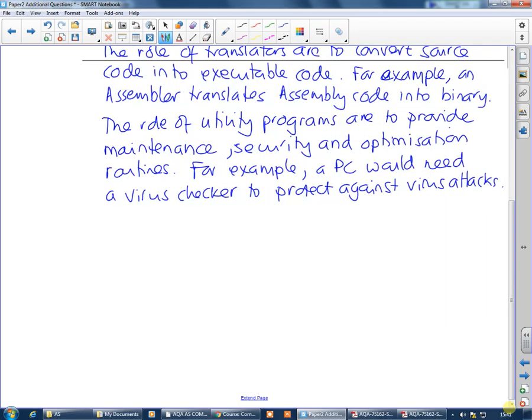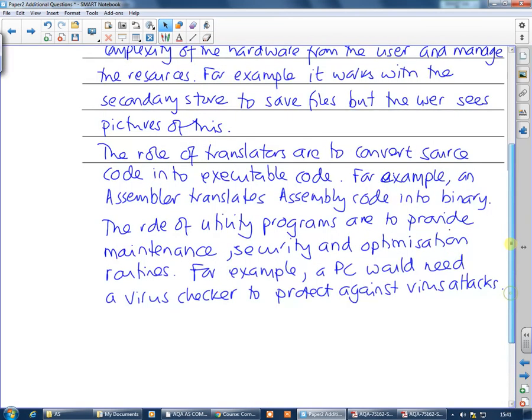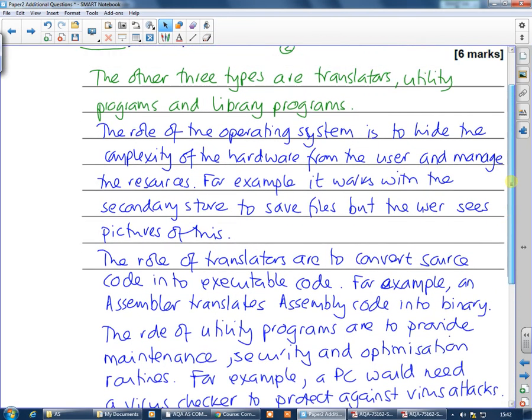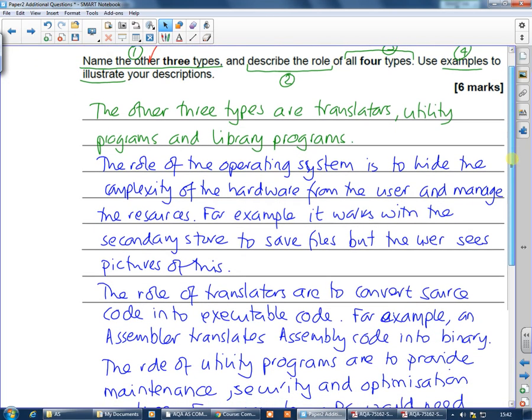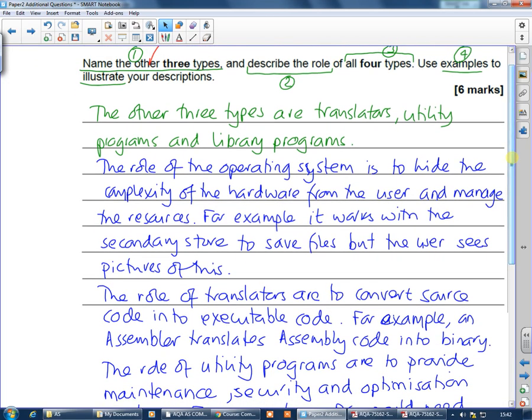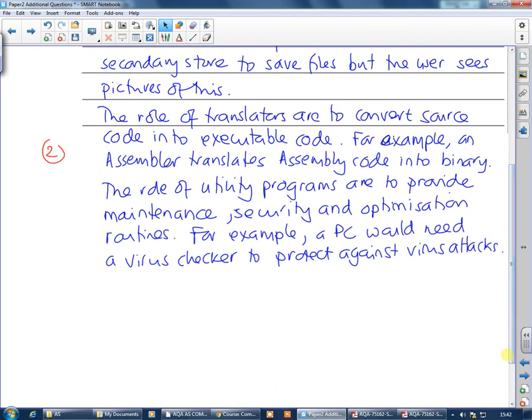Okay, so far, let's just review our answer so far. So I've done, how many have I done? I've described the role of one operating system. Okay, so I've done one. I've done two of the translators. I've talked about utility, three. So I've got one more left. Okay, let's do this in black.